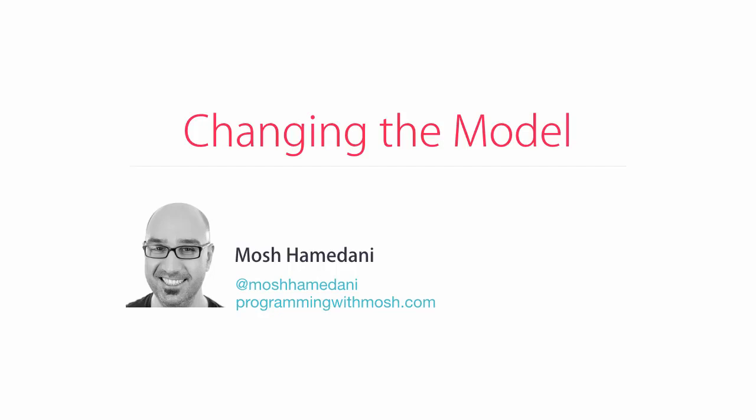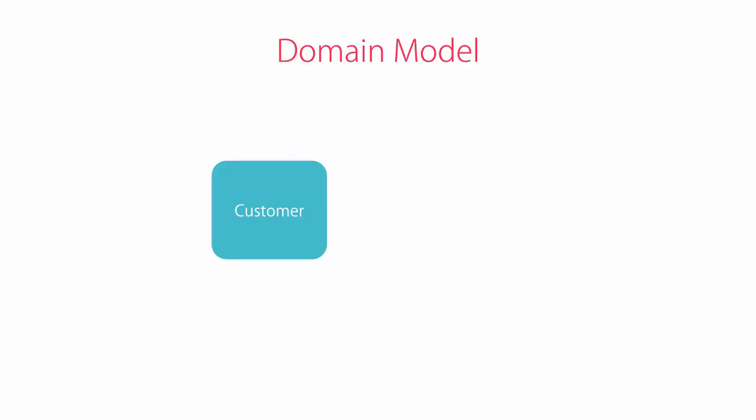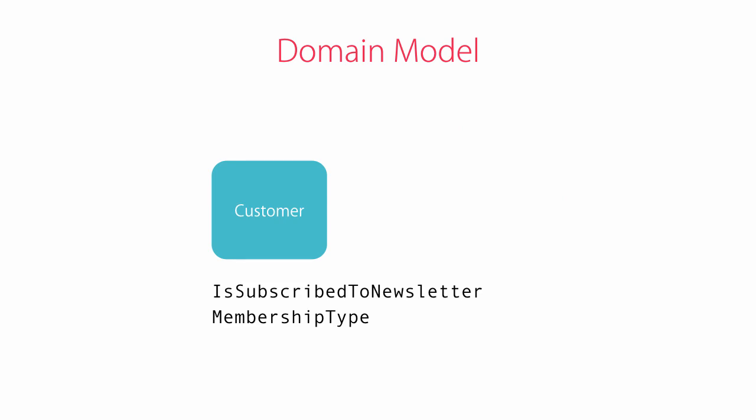All right, our domain model is pretty simple at the moment. So I want to add a bit of complexity to it to make it more real world. In the customer class, I want to introduce a couple new properties. It's subscribe to newsletter and membership type. So I'm going to make up a business rule here.